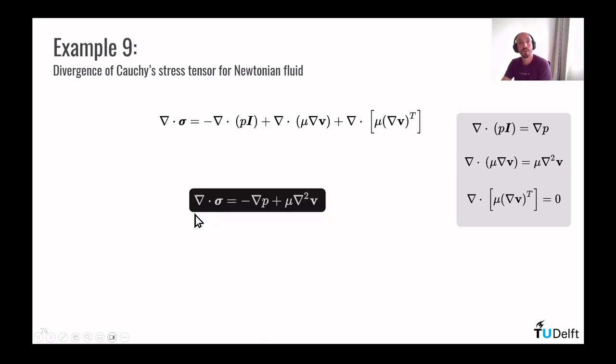Therefore, the divergence of the Cauchy stress tensor for Newtonian fluid and incompressible flow is given by this expression here. This big expression just becomes this one. So see, this is a very useful tool. Einstein notation is a very useful tool to work with those equations.